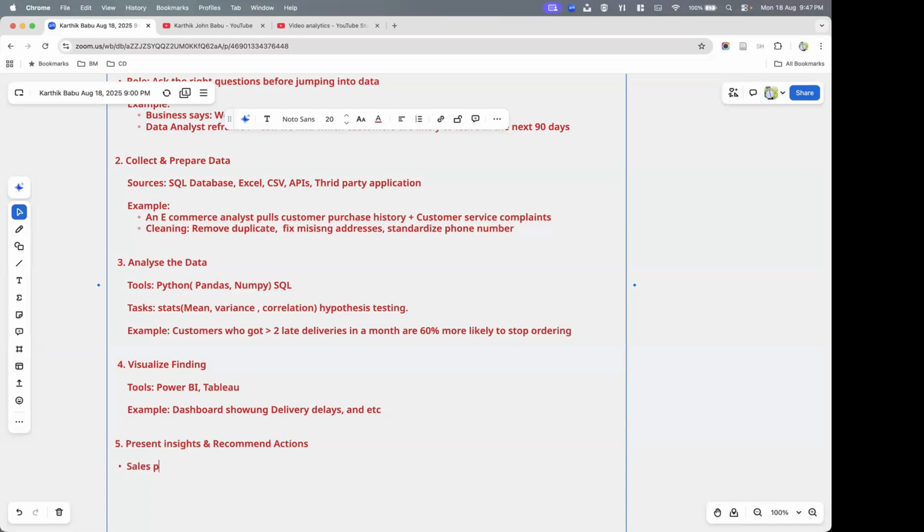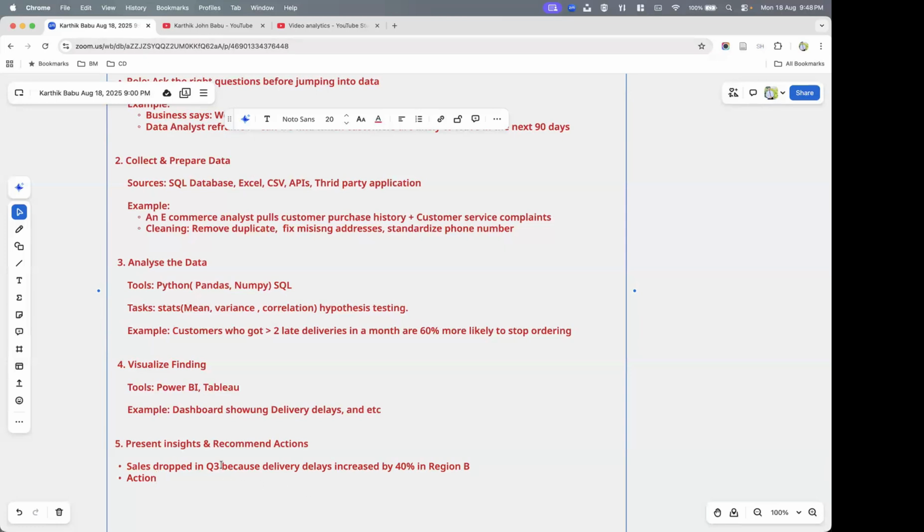Say, for example, sales dropped in Q3 in an organization because delivery delays increased by 40% in region B. Okay, it gives you solid data on why the sales have dropped. So you are also telling what the problem is. Yeah, you're giving the core problem, the root cause of the problem.